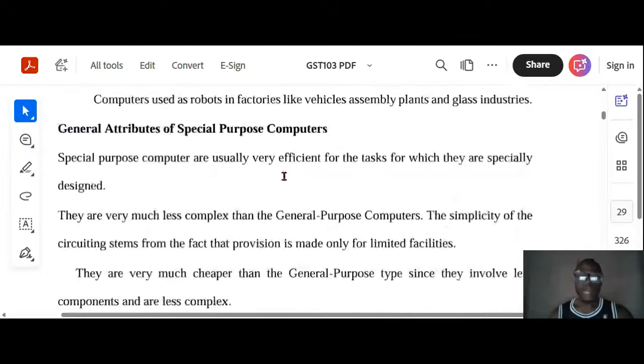Now, we have the second one under classification on purpose. The second one is general purpose.